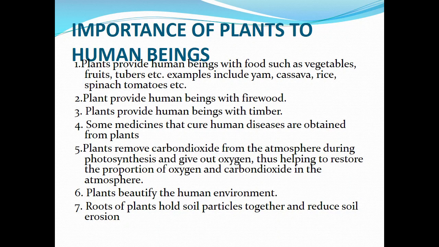Number 5, plants remove carbon dioxide from the atmosphere during photosynthesis and give out oxygen, thus helping to restore the proportions of oxygen and carbon dioxide in the atmosphere. Remember, we say photosynthesis is the process by which green plants manufacture their own food. And in this process, the plants use carbon dioxide, water, sunlight, and chlorophyll. So in this process of photosynthesis, plants take out the carbon dioxide that is released by respiration from animals, and they give out oxygen. And this helps to check the balance of carbon dioxide and oxygen in the atmosphere.